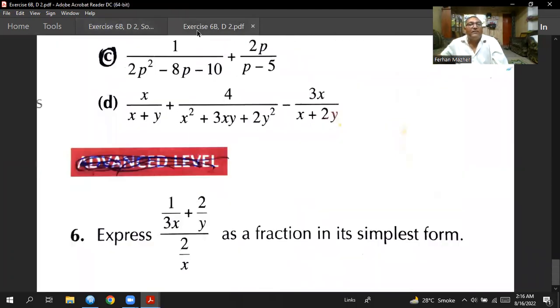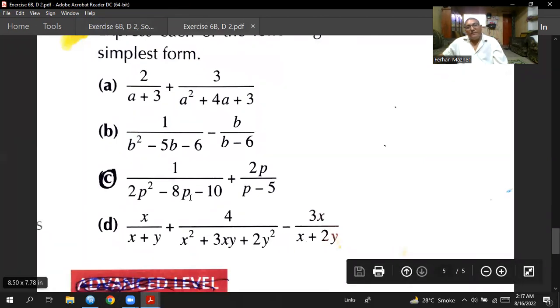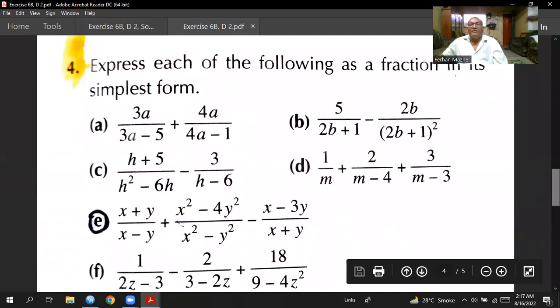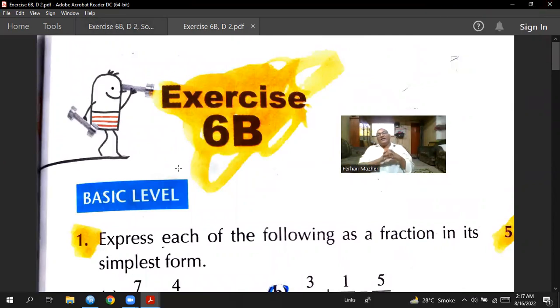So my dear students, we have completed this exercise in this single video. Today we have completed the exercise 6B from the D2. And I have tried my best to explain to you the concepts of this exercise. This exercise requires a lot of command over the factorization. So I hope you have practiced a lot on chapter number 3, chapter 4, and chapter number 5 of the D2. Once you have the command, then easily you can do these questions.